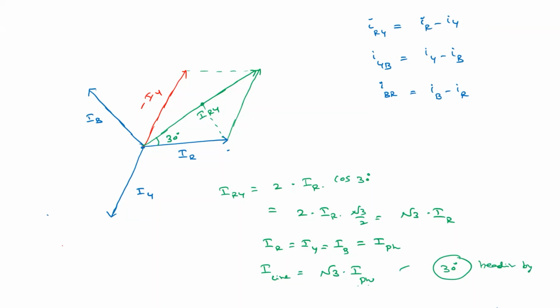So everything is the same. The only difference is the current, where whatever we have are valid for current. For voltage in a star connected system, the line voltage is root 3 times the phase voltage, and it is leading by 30 degrees. But in delta connected systems, the voltages are the same, but the line currents are root 3 times the phase currents, which are 30 degrees ahead of the phase voltage.